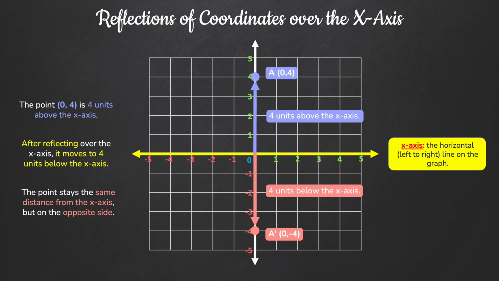So one more thing before we move on to our next example. Notice that we were dealing with our coordinate A, and after we reflected A, we named our new point A prime to show that this new point is a reflection of our original point.